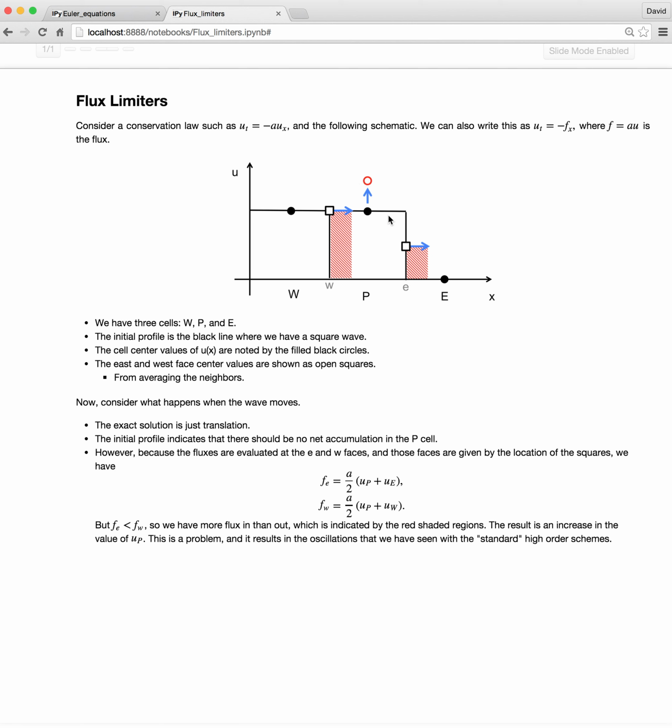So what started as just a flat wave coming flat and then dropping down to a new value has now gone flat and then increases and then drops down. So we've generated some oscillation just by having a difference in the way that we're evaluating the fluxes. And we can see that here. Flux on the east face is the average of the two cells and also for the west face, but because UP and UE are lower than UP plus UW, we end up with a higher flux in than out. And that gives us that oscillation that we've seen when we use standard kinds of flux descriptions in terms of the average of the two neighboring cells, which is the most obvious thing to do.